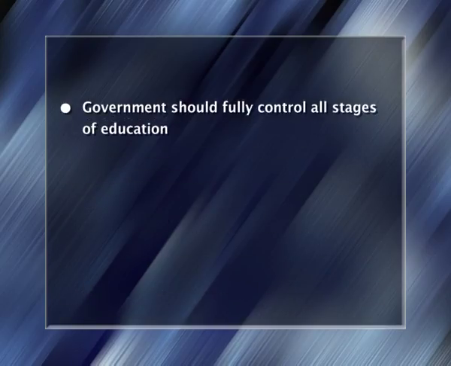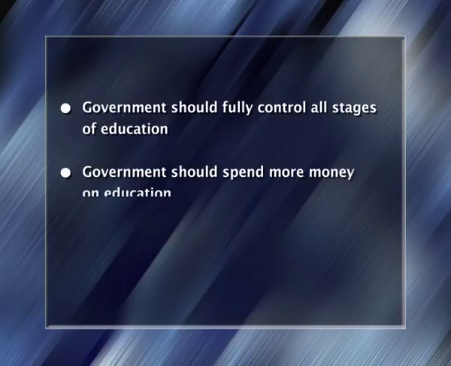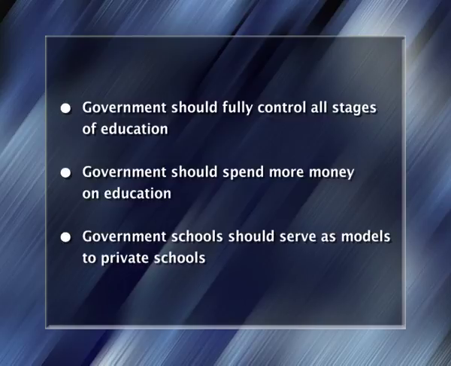The government identified the shortcomings of Indian education and the major policy decisions were as follows. The government should fully control all stages of education. The government should spend more money on education. Government schools should serve as models to private schools.